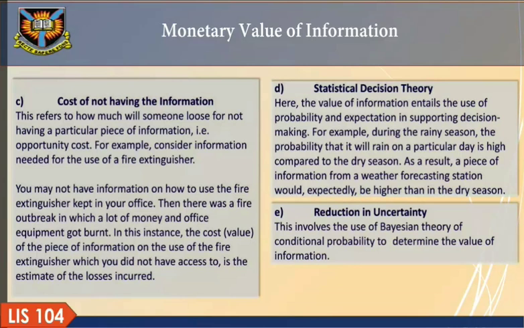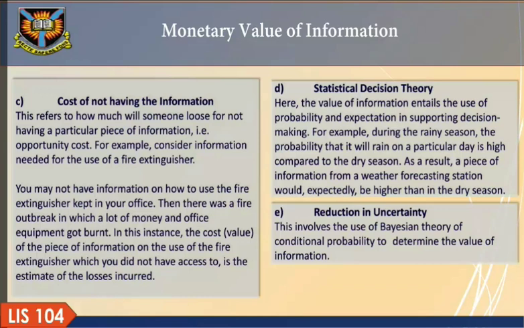C. Cost of not having the information. This refers to how much someone will lose for not having a particular piece of information, that is, opportunity cost. For example, consider information needed for the use of a fire extinguisher. You may not have information on how to use a fire extinguisher kept in your office. Then there was a fire outbreak in which a lot of money and office equipment got burnt. In this instance, the cost value of the piece of information on the use of the fire extinguisher, which you did not have access to, is the estimate of the losses incurred.